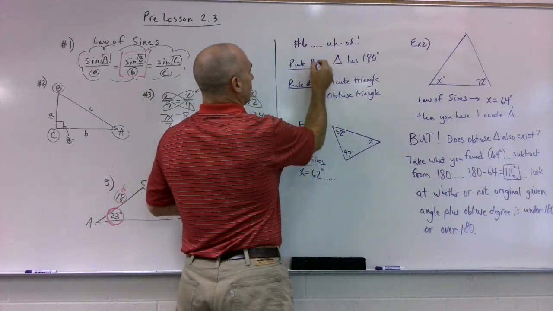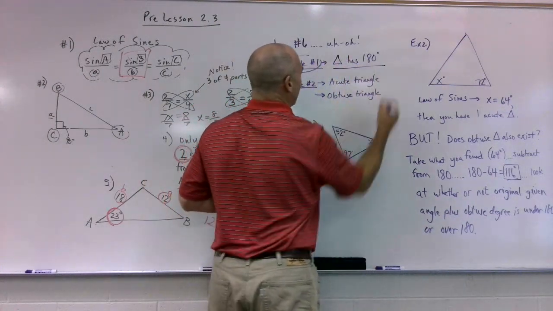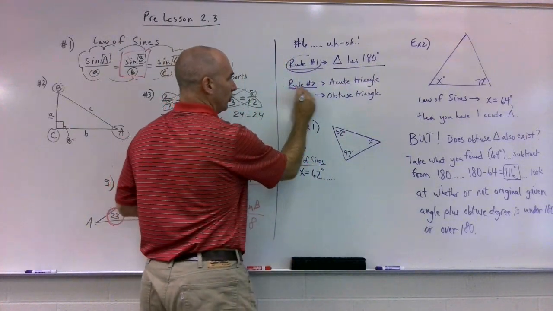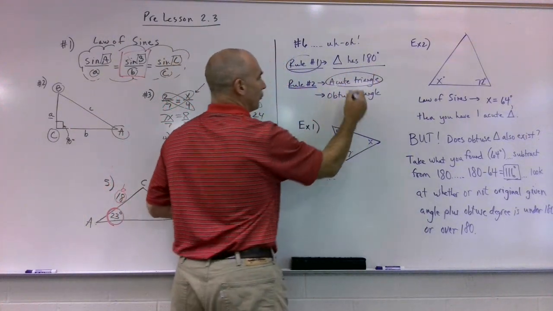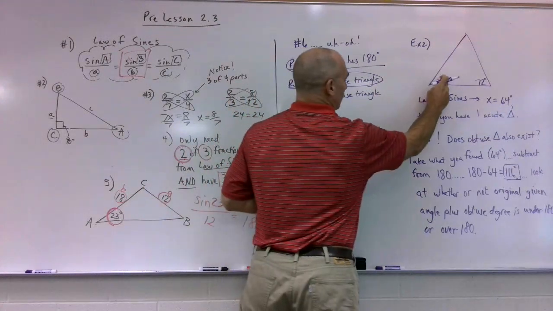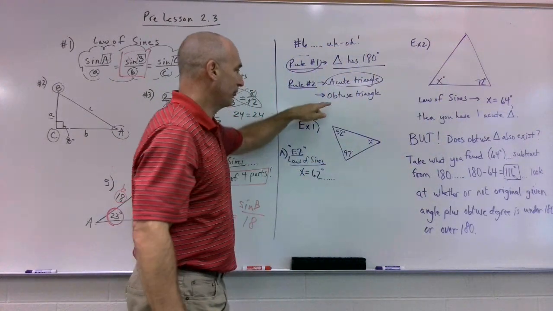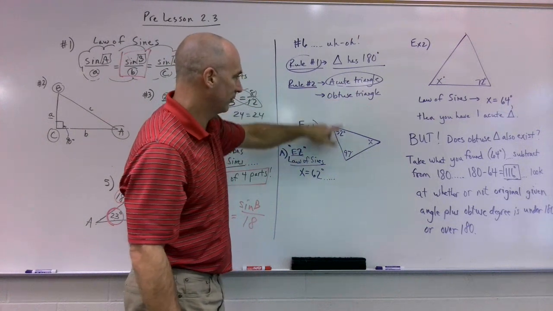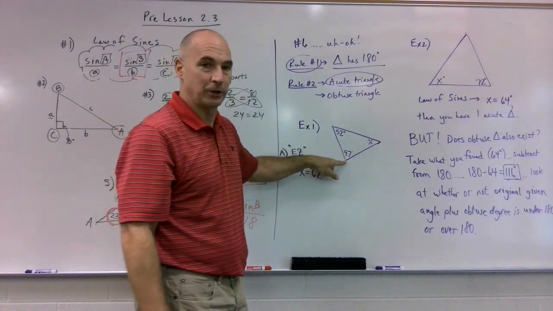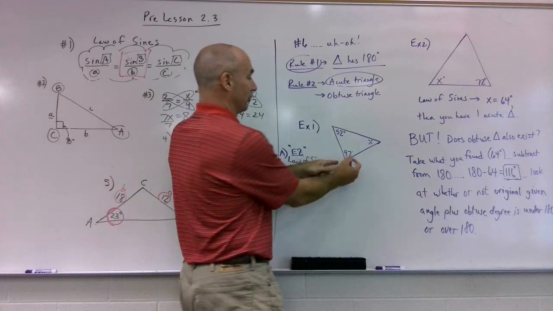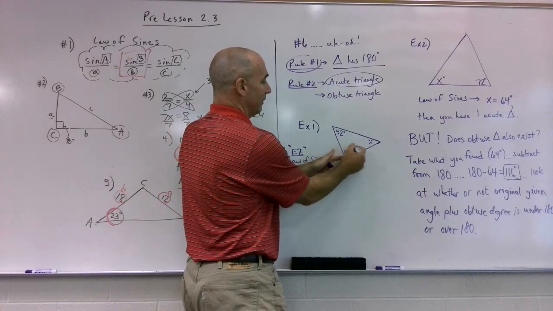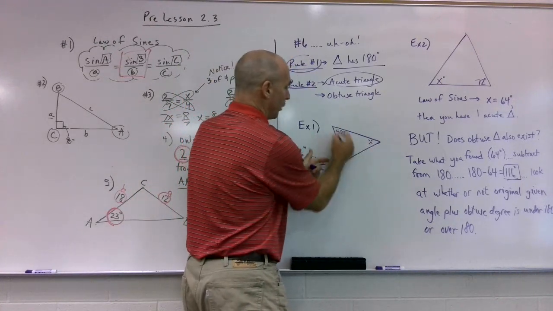Couple things. Rule number one, every triangle has 180 degrees. Rule number two, there are acute triangles. That's kind of like this one, where all the angles are less than 90. But there's also obtuse triangles, maybe like this one, where you have a 97 degree angle here, which makes it greater than 90. This would be considered an obtuse triangle.